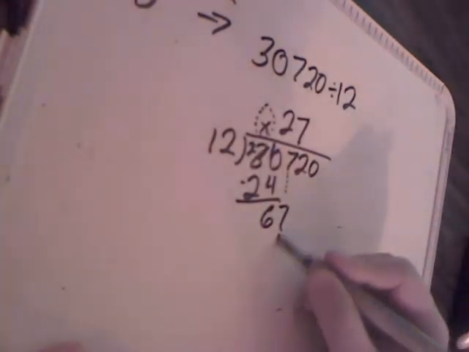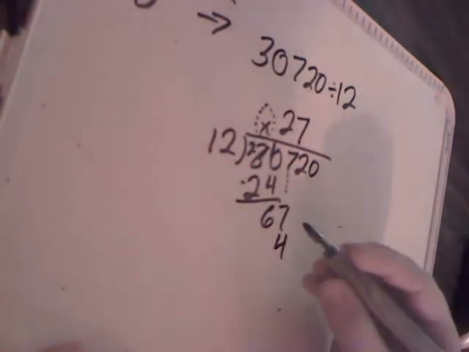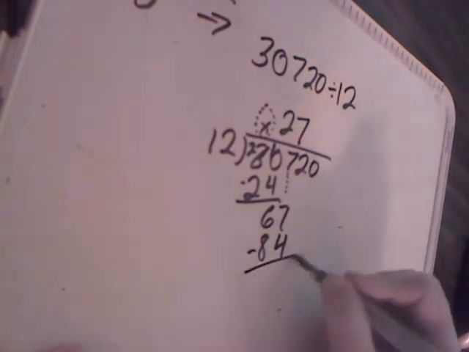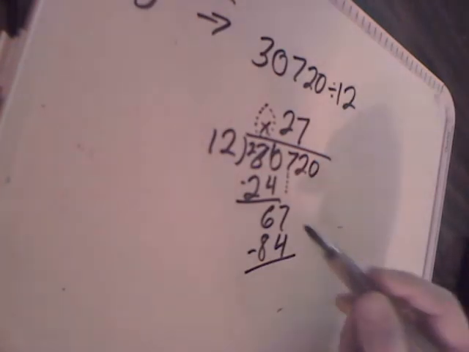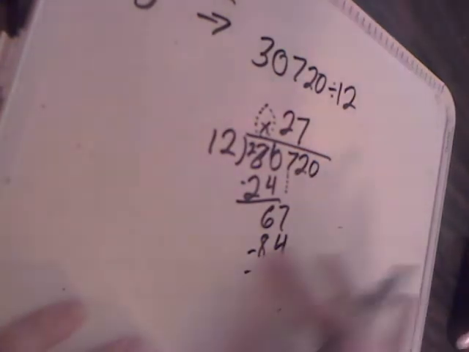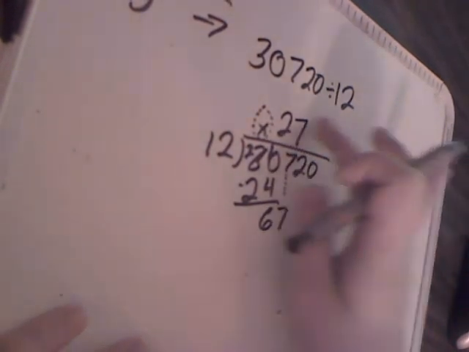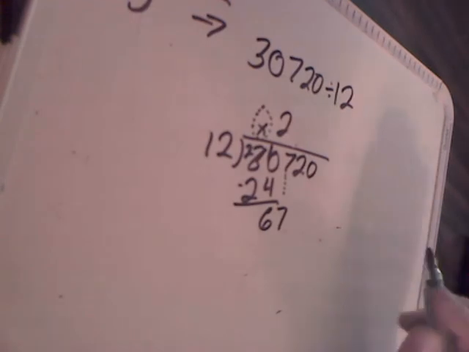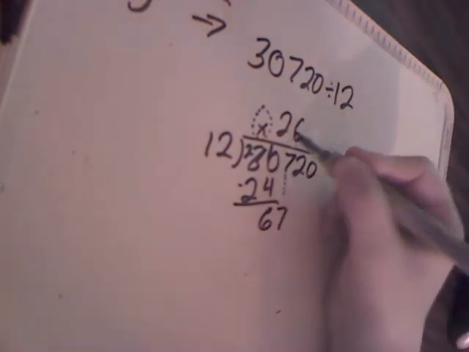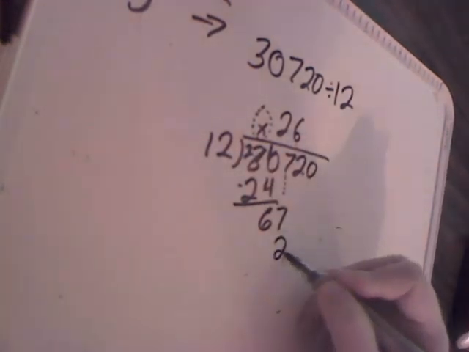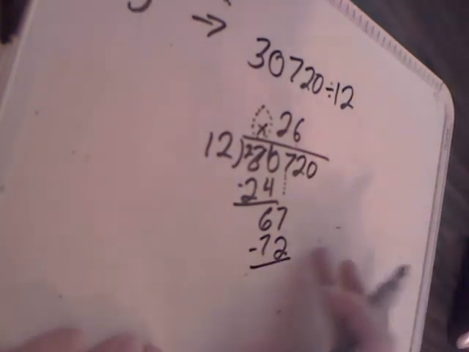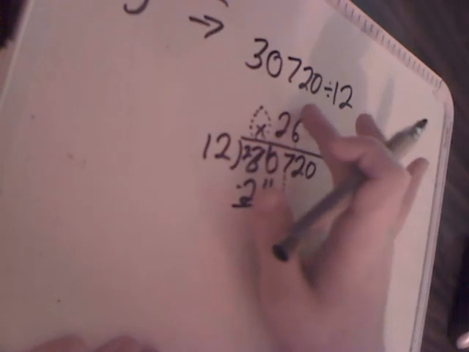7 times 2 is 14. 7 times 1 plus 1 is 84. 84 is way too big of a number. You can't subtract 67 minus 84 without getting a negative. We don't want to get a negative, so let's erase that. You're going to use your pencil. I'm going to use my marker, and they're both erasable. Let's try 6. 6 times 2 is 12. 72. Still too big of a number. Let's try going down again.